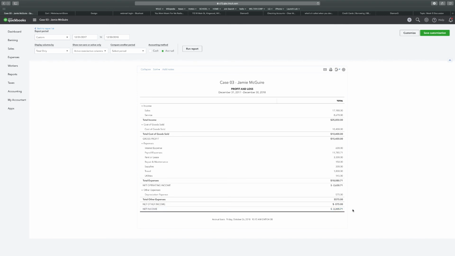I hope that makes sense to you guys. It should, if you remember some more from your accounting class. So this is the profit and loss.